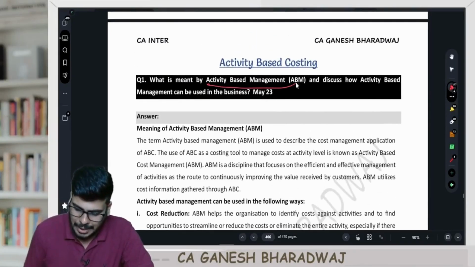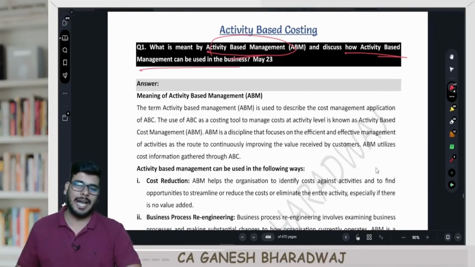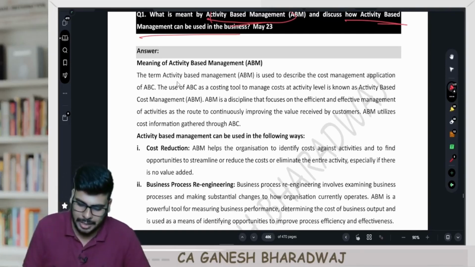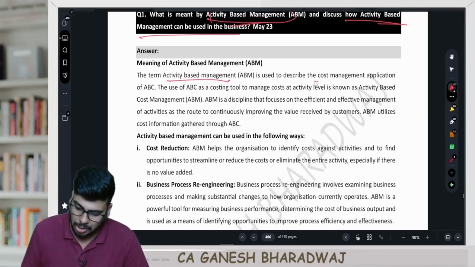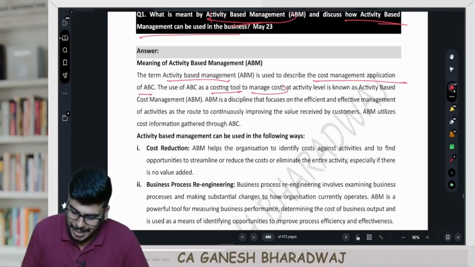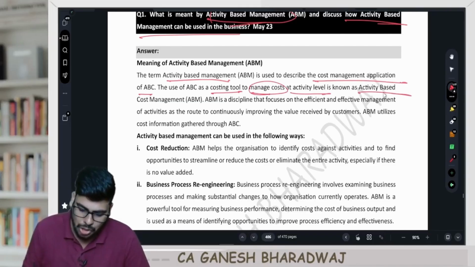What is meant by activity-based management, and discuss how it can be used. Basically, activity-based management means using ABC for the purpose of your management decisions. The term ABM is used to describe the cost management application of ABC. It is a costing tool to manage the cost at activity levels, known as ABM.